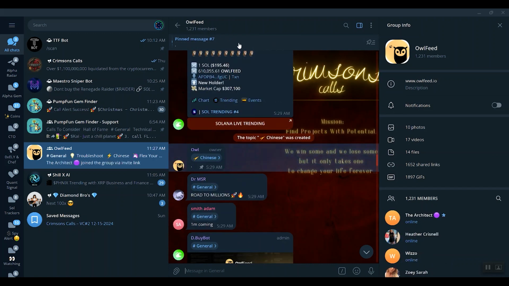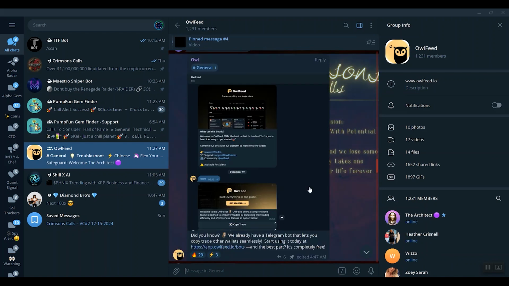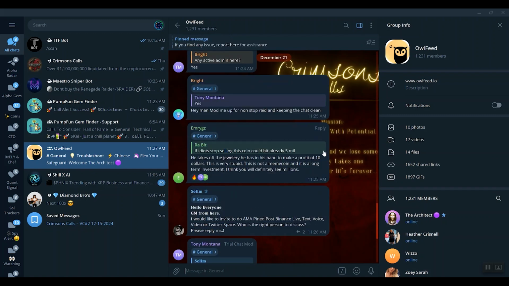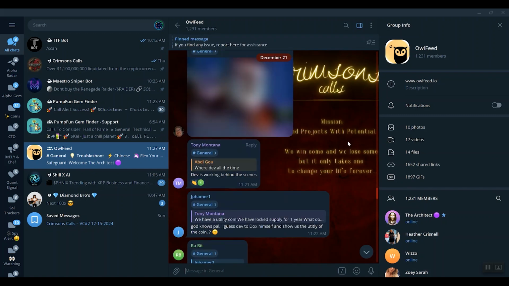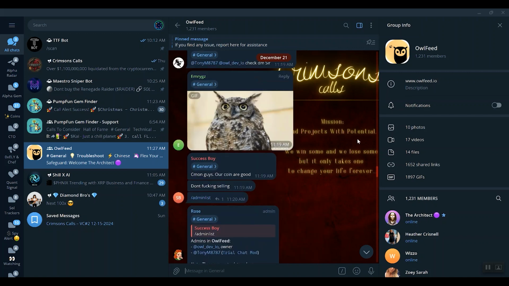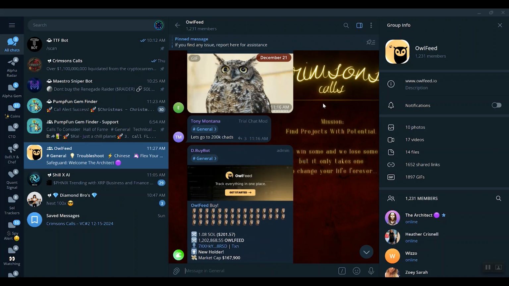All right, and this one doesn't even make any sense. Okay, supplies locked for a year. But I don't see anything going on in terms of trying to increase the exposure for the token. I don't see any rating going on. No engagement by the community. Okay, so this is one.